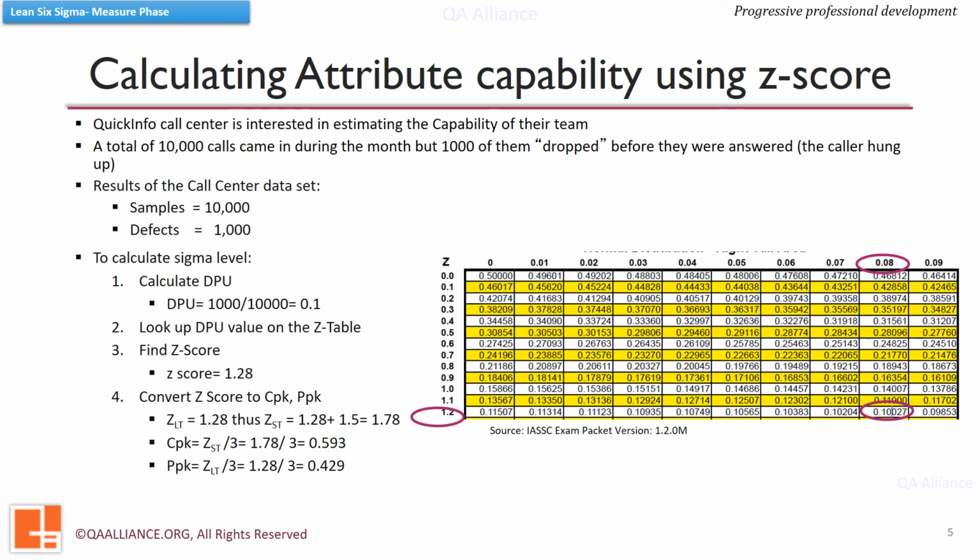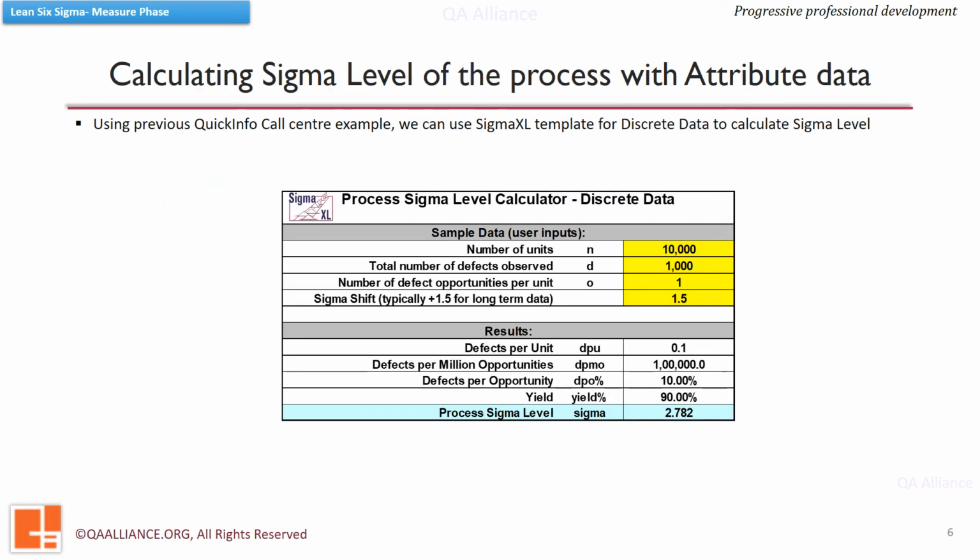Do you remember the ideal value of CPK? But we don't have to panic at this moment. Right now this value is used as a benchmark, since we will have to show the improved capability when we get to the control phase. The sigma level for discrete data can be calculated in a similar way using the template in Sigma Excel, as we did for continuous data. For the example that we just discussed, the process sigma level is 2.782.